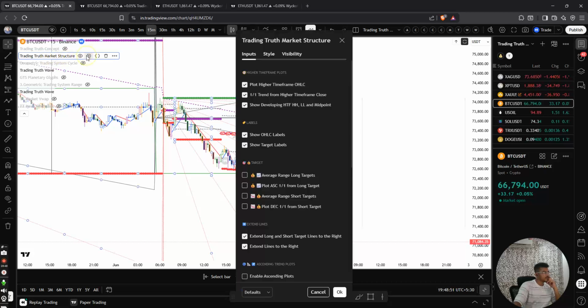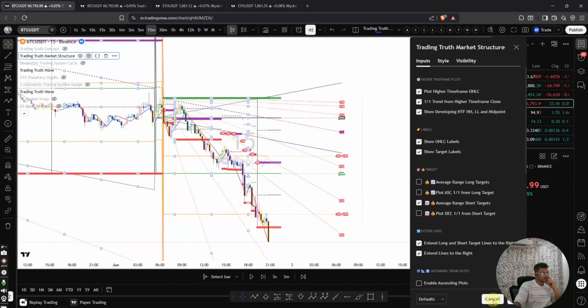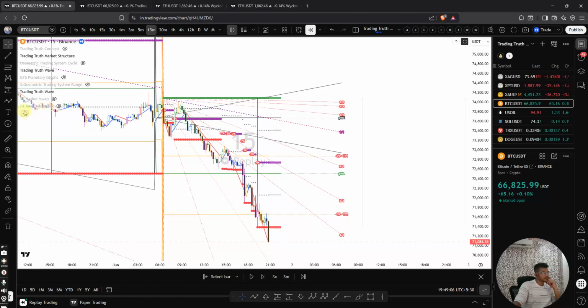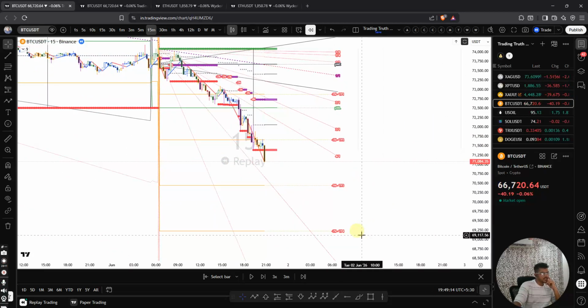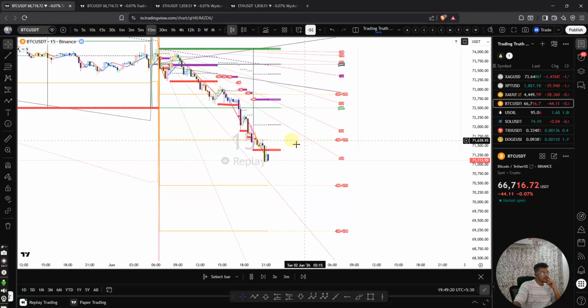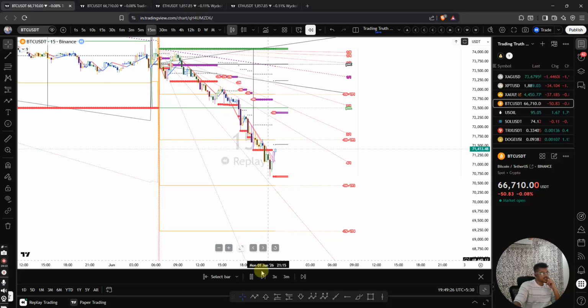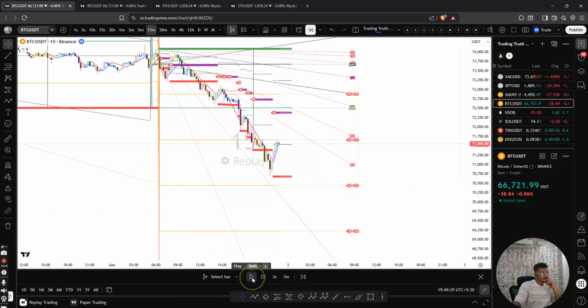And there is another tool here that you can look into. So, for instance, as I say, plot average range short targets, it's going to plot all those targets there as well. Okay, so that's your TP1. TP1 got reached. TP2 got reached. Now it's going for TP3 and then TP4. So on the pullback, if the market comes back up, I might just take a short trade and target the TP3.